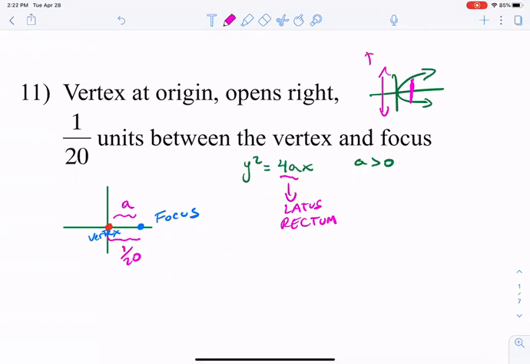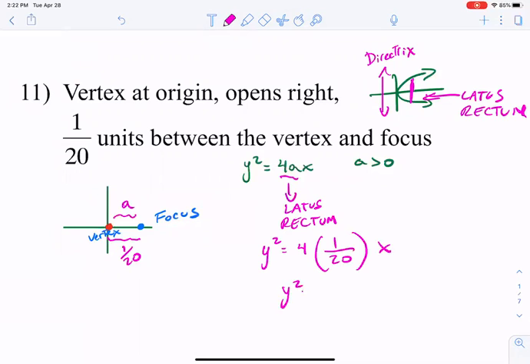directrix. So this is the directrix, just in case you don't know. This is the directrix. This is called the latus rectum. And as I stated before, it's just a chord parallel to the directrix. So what I need to do here is, since I have A, I just need to write y squared equals 4, 1 over 20, x. So y squared equals 1/5 x. And I'm done. That's the answer.